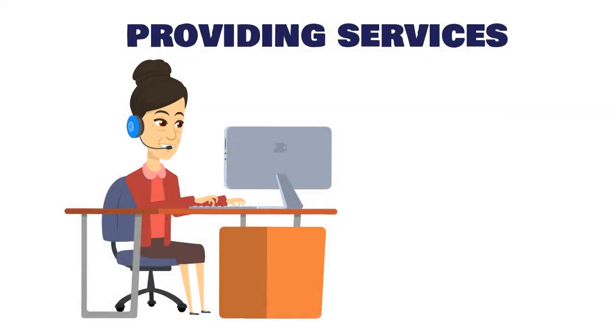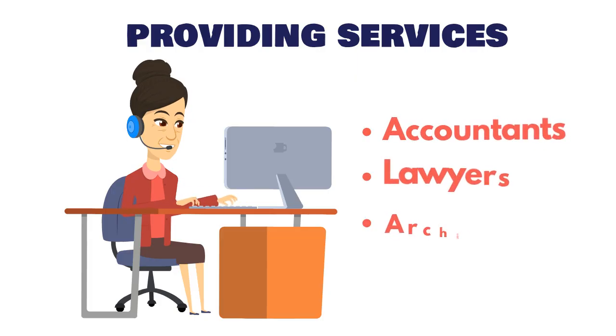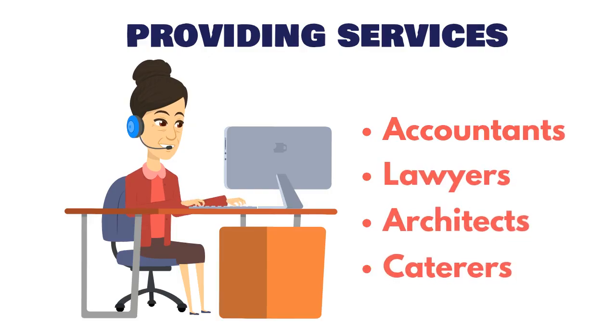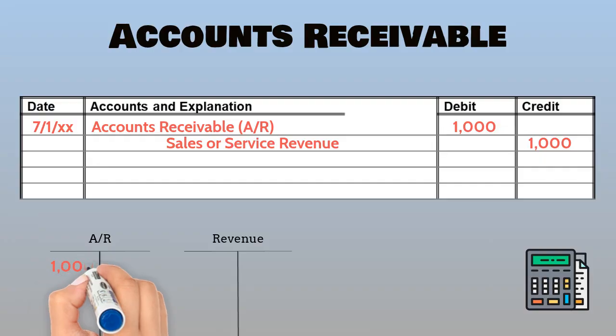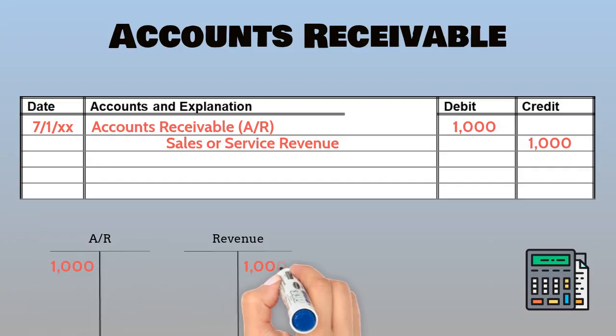Alternatively, if you have a service-based business, once you have provided the service, an account receivable is due to you until the bill is paid. Some typical service providers could be accountants, lawyers, architects, and even caterers. The journal entry is a debit to accounts receivable and a credit to either sales revenue if you're selling goods or service revenue if you provided a service.